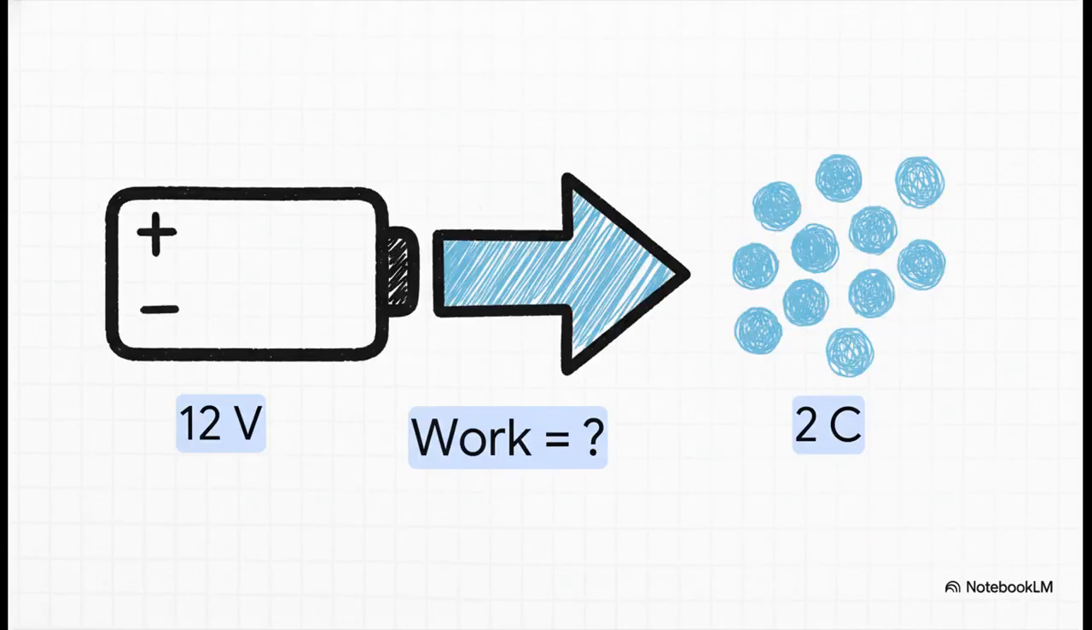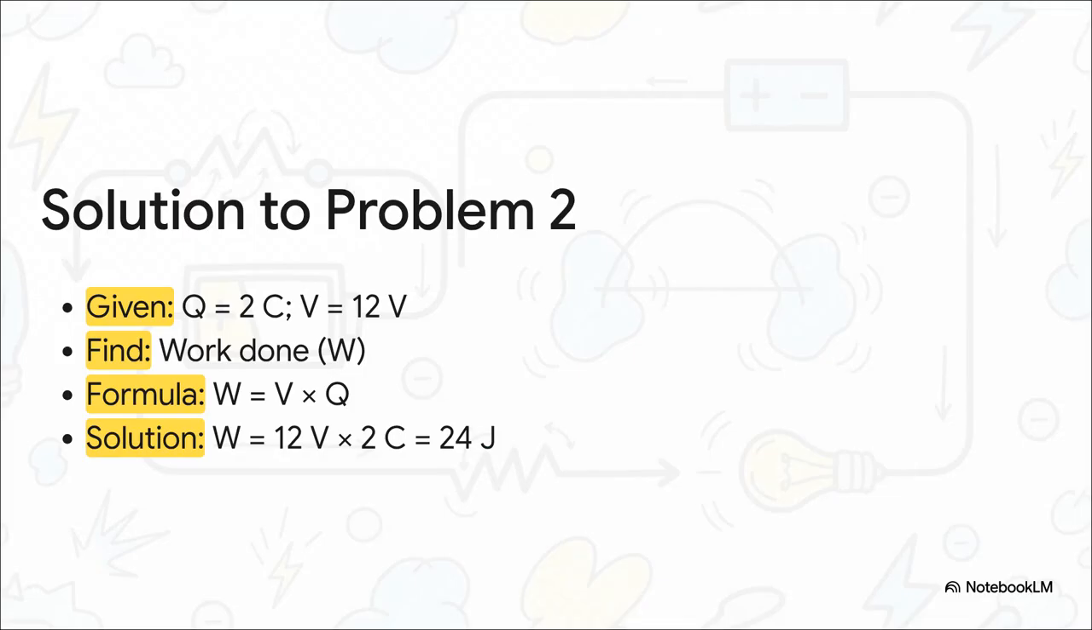Very good. Let's try one more problem, this time involving potential difference. The question is, how much work is done in moving a charge of 2 coulombs across 2 points having a potential difference of 12 volts? Let's use the same method. First, what is given to us?